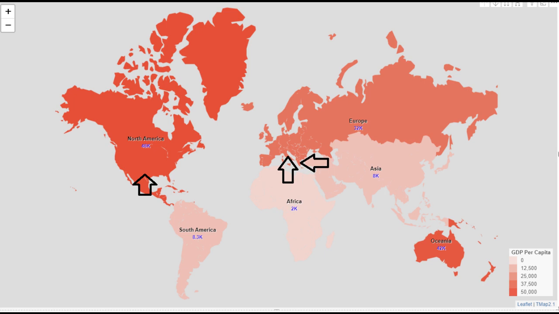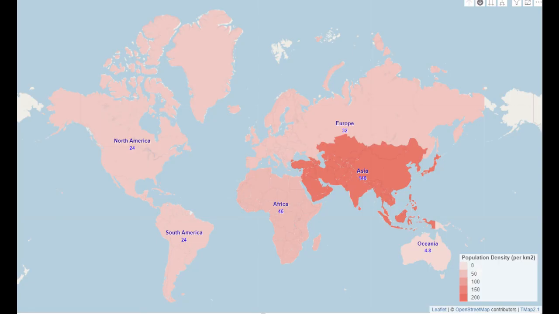Do Europe and North America have enough capacity to accept these illegal migrants, millions a year? Let's see the map of population density among 6 continents. Asia has the highest population density, 146 people per square kilometer. Oceania, Australia and New Zealand, has the lowest population density, 4.8 people per square kilometer. Europe is in the middle, 32 people per square kilometer.